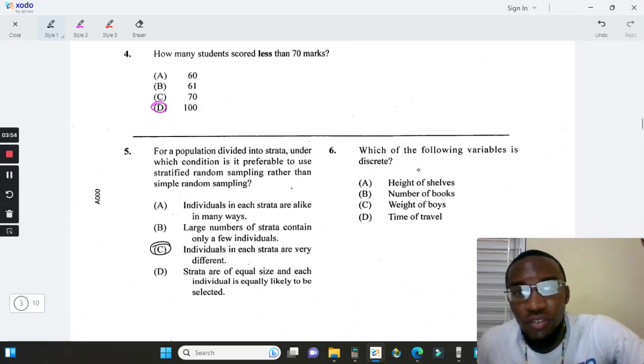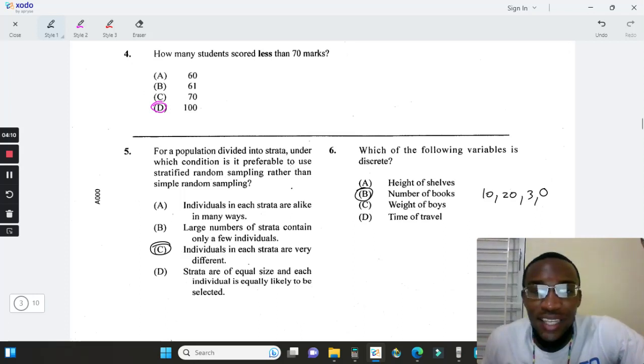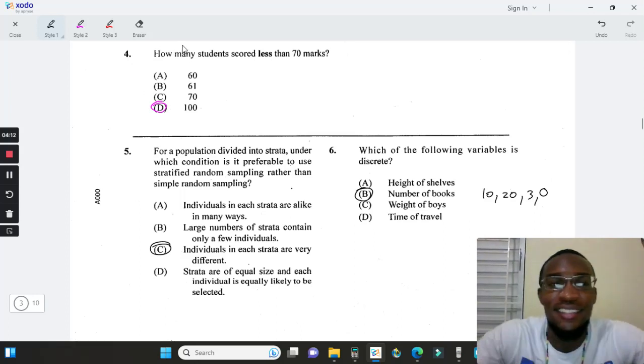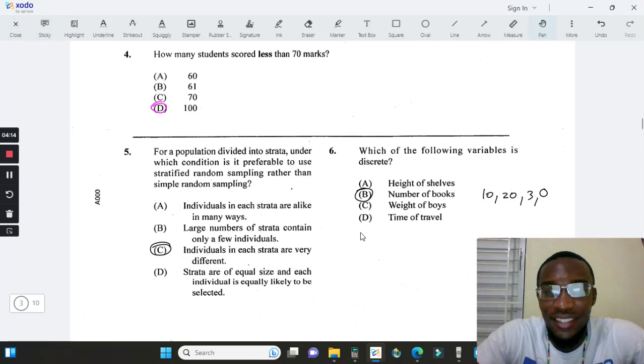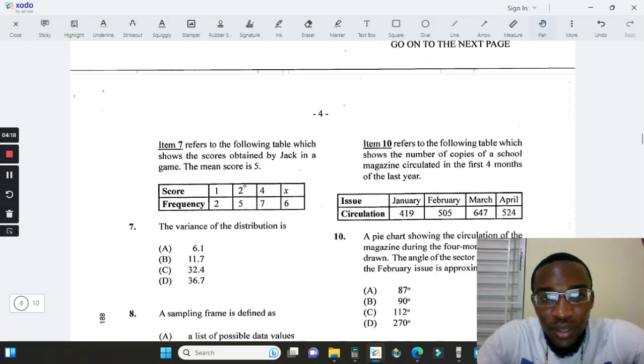Number 6, which of the following is discrete? Discrete means finite number. Number of books is going to be finite. You can have 10 books, 20 books, 3 books, or even no books. Height of shelf cannot be finite. Weight cannot be finite. Time is definitely not finite. Those are continuous.